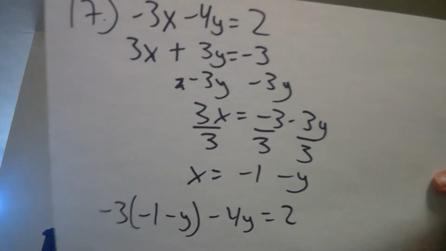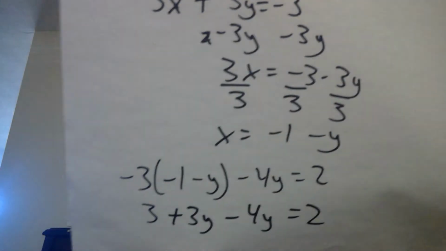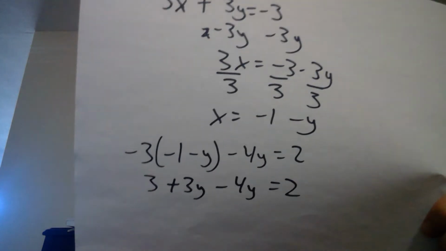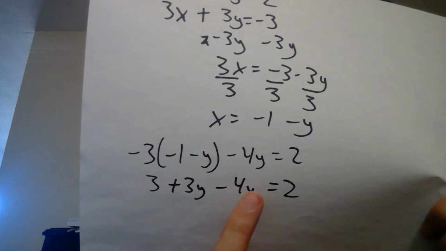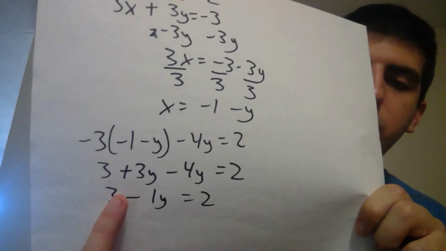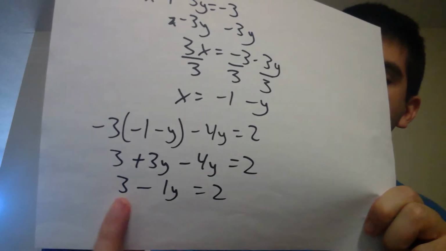And then once again, we use distributive property. So negative 3 times negative 1 is 3. Negative 3 times y is positive 3y. So here, guys, we just got to combine my terms. 3y take away 4y is negative 1y. And I'm going to try to get this negative y by itself. Well, this is positive 3. I'm going to get to the other side by minusing 3 to both sides.